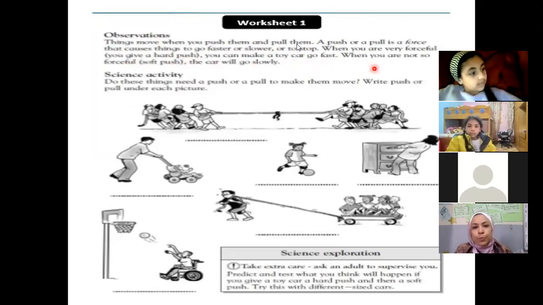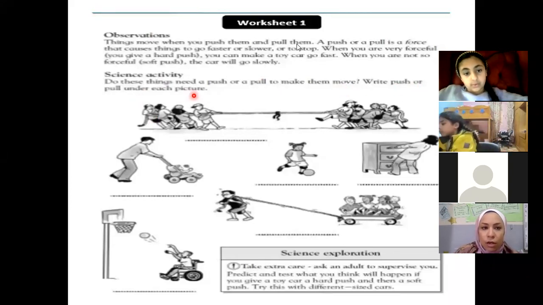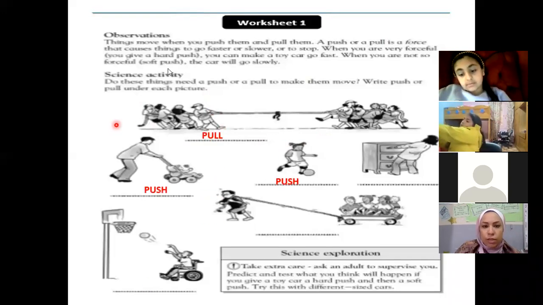All right? Okay, so this is worksheet number 1. As I said, I will put it for you with its model answer on Classera so that whenever you get your book, you can write the answers in your resource pack. Now, in this worksheet, it says observations, things move when you push them. Just give me 1 second.